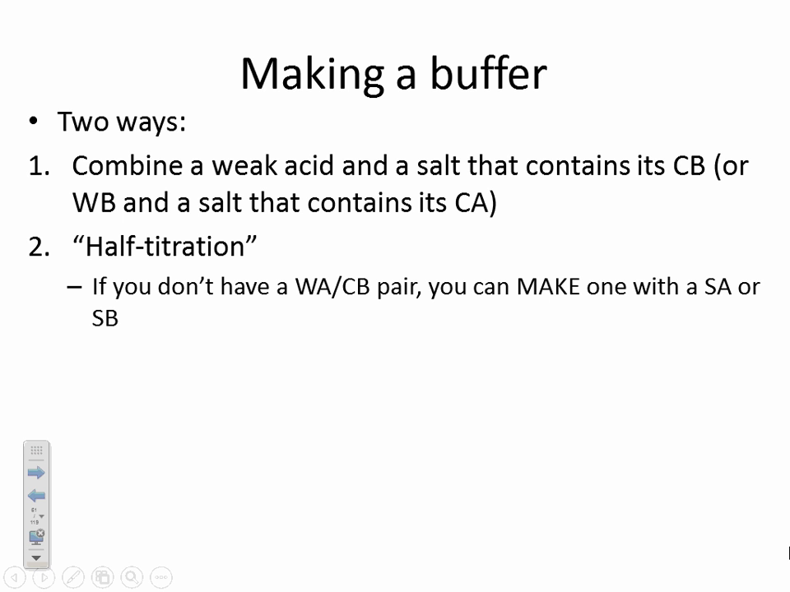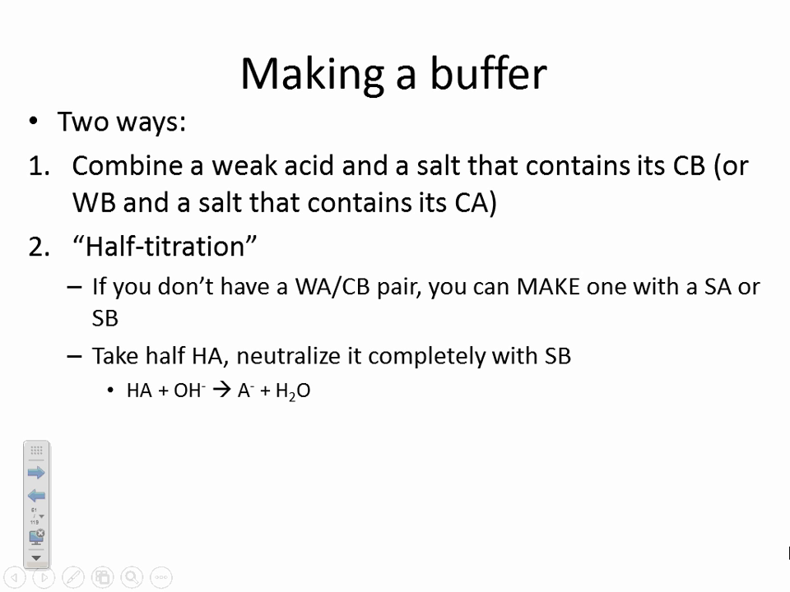The slightly more involved way is something called half titration. It also works, and it's basically like, what if you don't have a pair? What if you go to the chemical storeroom and you have the buffer that you want to make, but you realize you don't have both components of the buffer? You only have, let's say, one component of the buffer. You can still make that buffer, if you know what you're doing, by using this half titration method. If you don't have both parts of the pair, you can actually make the other part of the pair through an acid-base neutralization reaction.